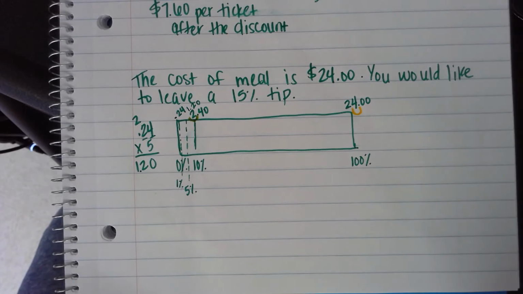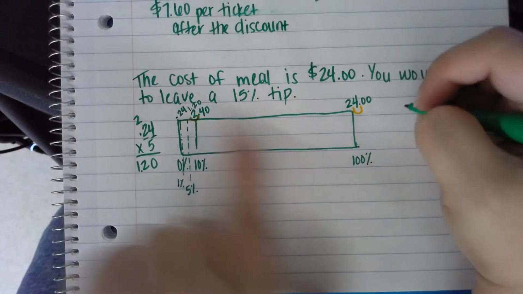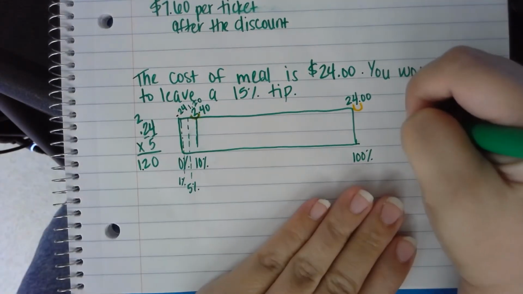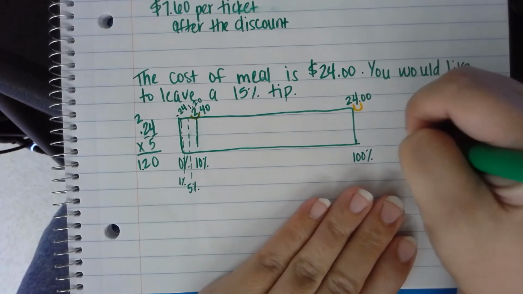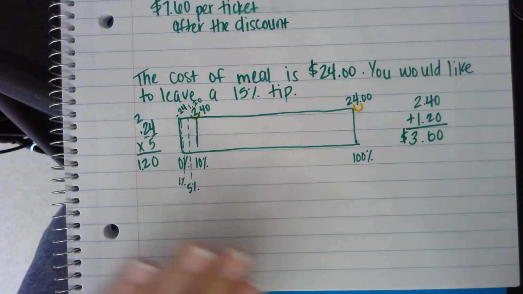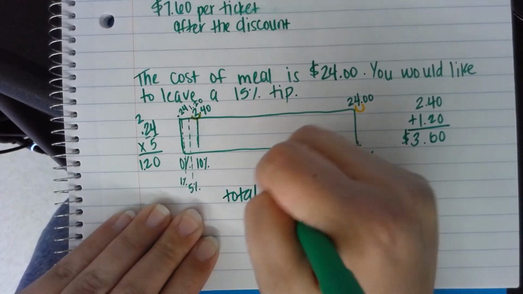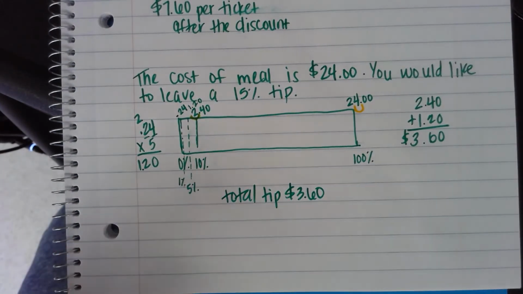So how much tip are we going to leave? Well, we want 15%, so I'm going to take the 10%, which is $2.40, plus the $1.20 for the 5%. So the total tip is $3.60. Okay?